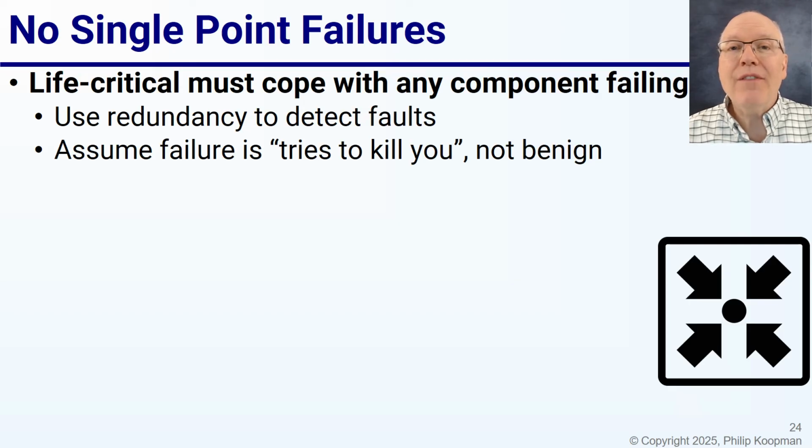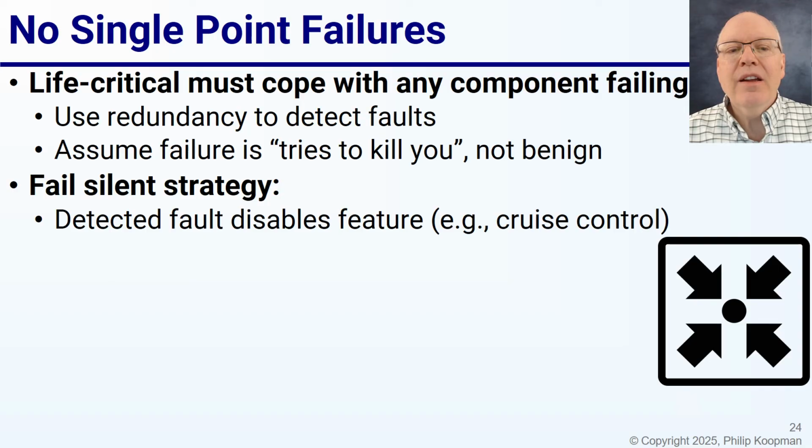So this is why we have the cross-check pair. One of them tries to kill you and the other one says, I didn't get that answer, and they shut down instead of having the dangerous output go out. This results in a fail-silent strategy.